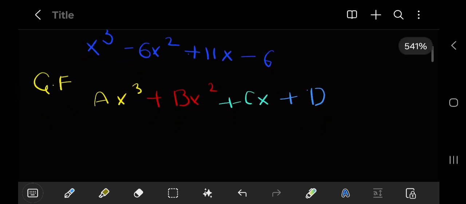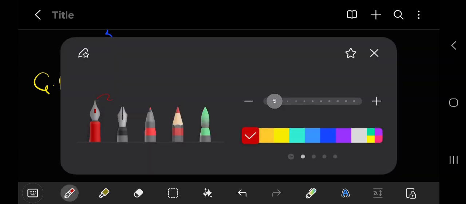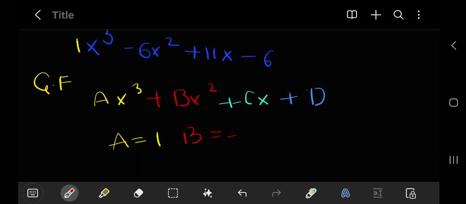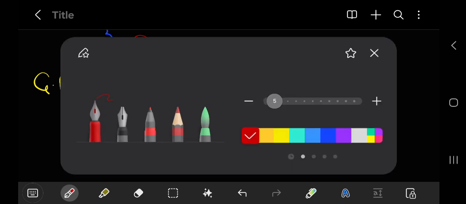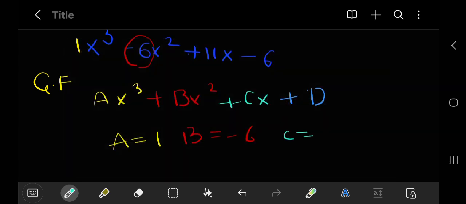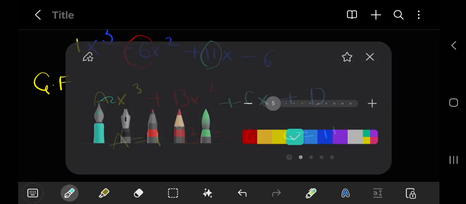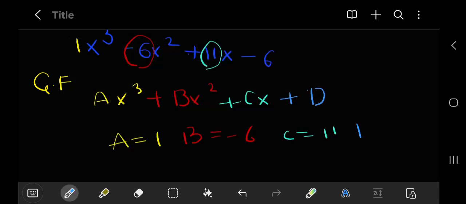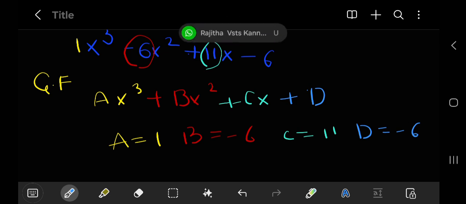So my a here will be 1, because the given polynomial is 1x cube. Good. My b here is minus 6. I've circled it. My c is equal to 11. I've circled that too. And my d here is minus 6. Cool. So we have identified all the coefficients.